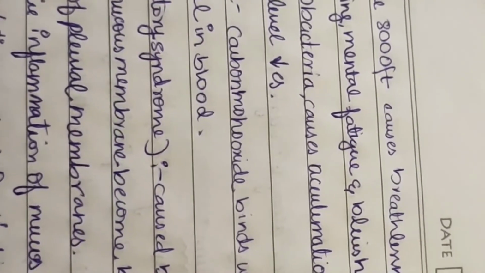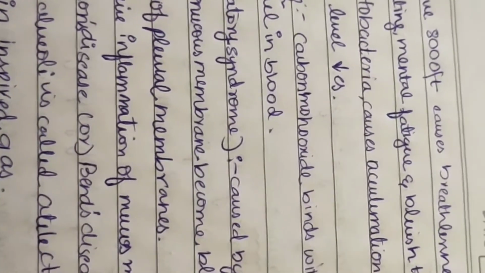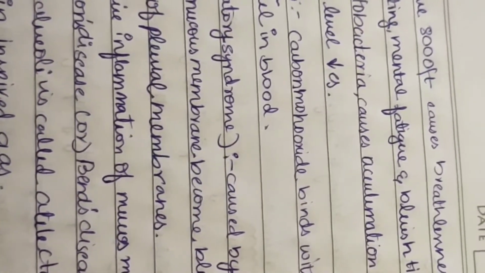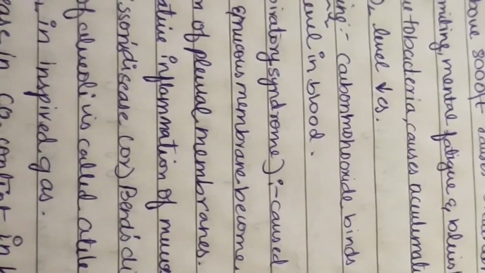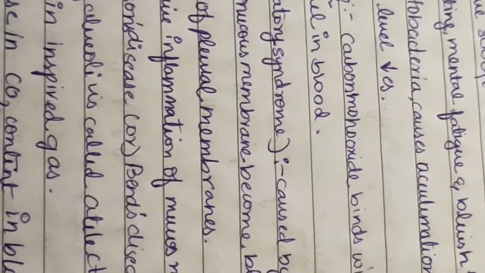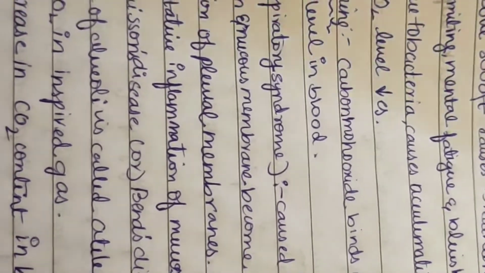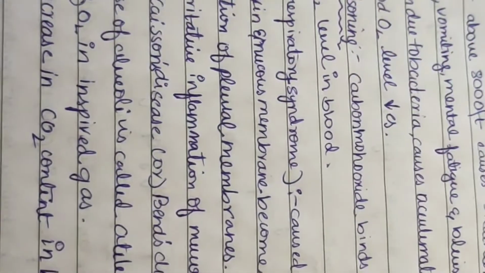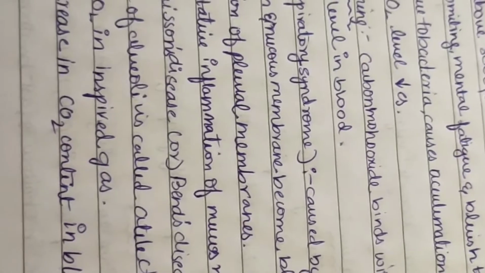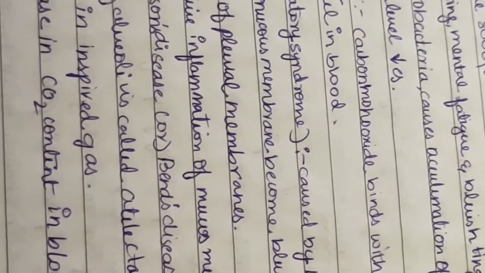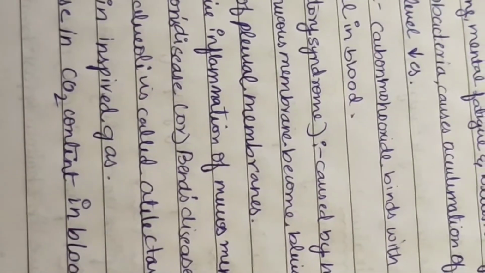Carbon monoxide poisoning. Carbon monoxide binds with hemoglobin faster than O2, so it decreases the O2 level in the blood. SARS, whose full form is severe acute respiratory syndrome, is caused by a human coronavirus, first seen in China. Then cyanosis. The color of skin and mucous membrane becomes bluish due to decrease in oxygen. Then pleurisy, inflammation of pleural membranes. Then hay fever, acute irritability and inflammation of the mucous membrane of the upper respiratory parts.